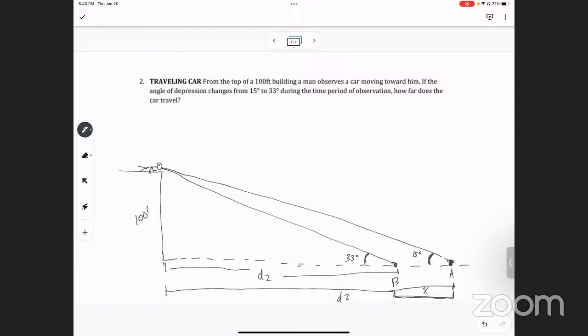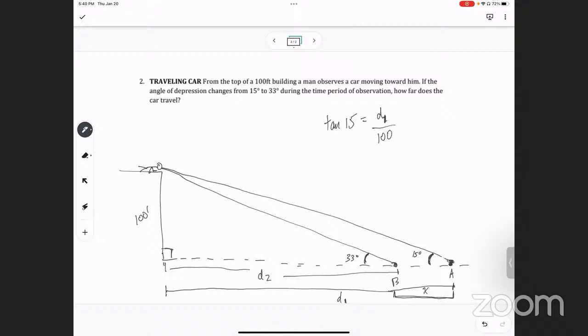Okay, so what would our formula be? We just talked about the tangent. So you got the opposite, and then you got the adjacent. So the tangent of 15 equals 100 over the adjacent, which is D1. I'm sorry, I wrote D2. It should have been D1. Our first distance, where it was at the beginning, is longer, right?